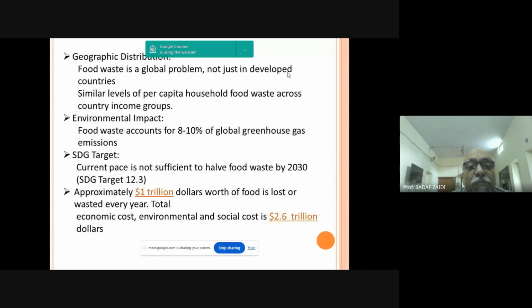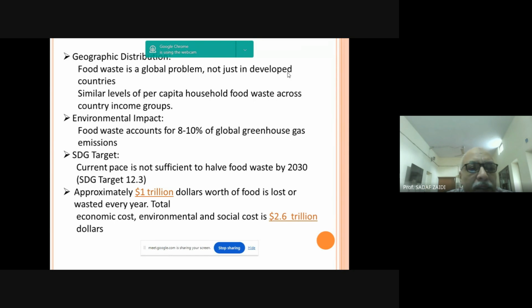Now, if you see the geographical distribution, you will find that food waste is a global problem. It is not that the rich people, the Americans, the Europeans, are wasting more food and we are not wasting more food. It's not just that. Food waste is a global problem, and it is not just restricted to developed countries. The per capita household food waste across countries varies according to the income groups. You will find that the rich are wasting more in every country, and then the middle class, and then the lower classes.